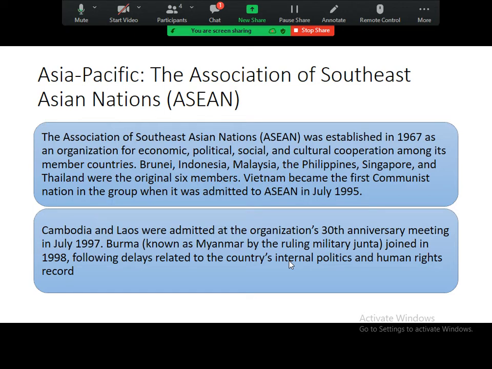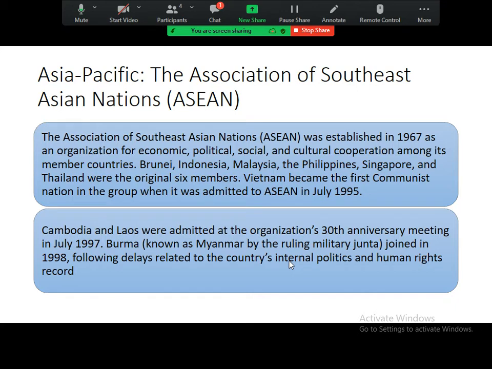Vietnam became the first communist nation in the group when it was admitted to ASEAN in July 1995. Cambodia and Laos were also admitted at the organization's 30th anniversary meeting in July 1997. Burma, known as Myanmar under the ruling military junta, joined in 1998 following delays related to the country's internal politics and human rights records.